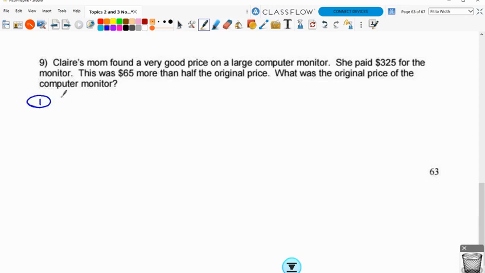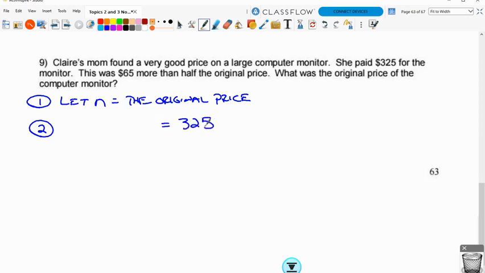So when I define my variable this time, I'm going to say let n equal the original price. N equals the original price. Okay, so now we've got to put all of this together. All right, Claire's mom paid $325. She paid exactly $325 for it. So this again is also going to be an equation. So at the end, I'm going to have something that equals $325.